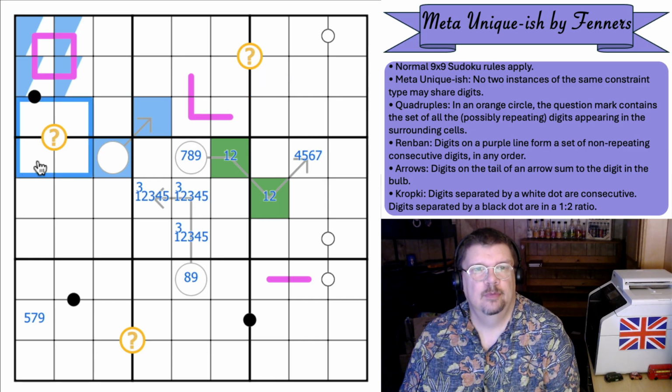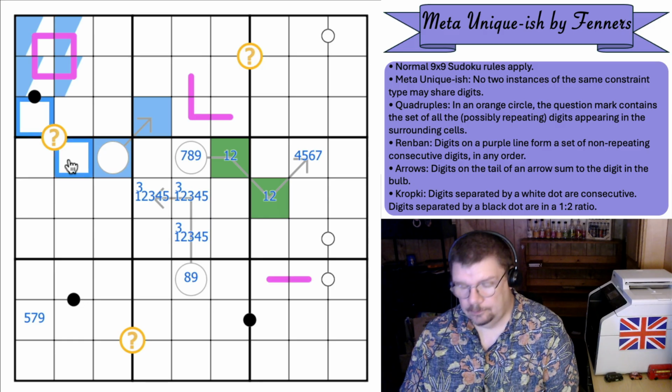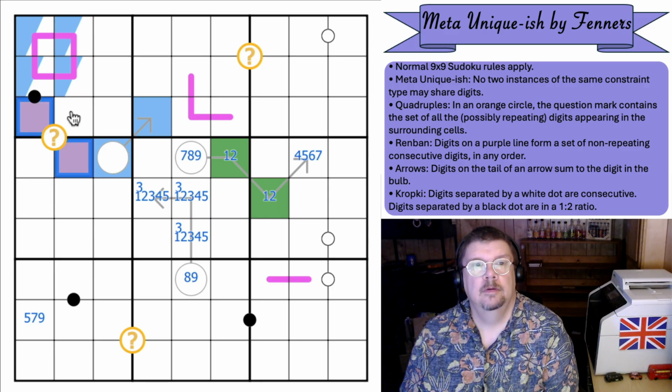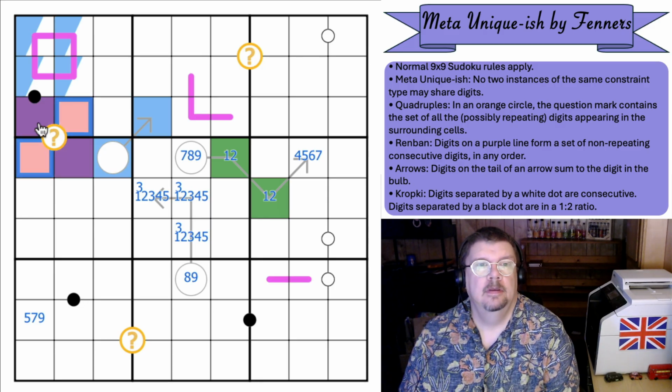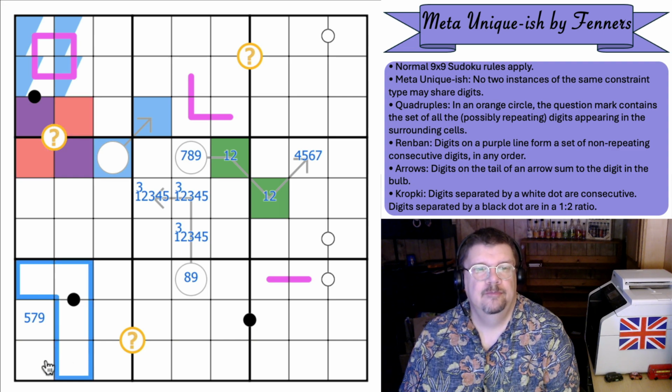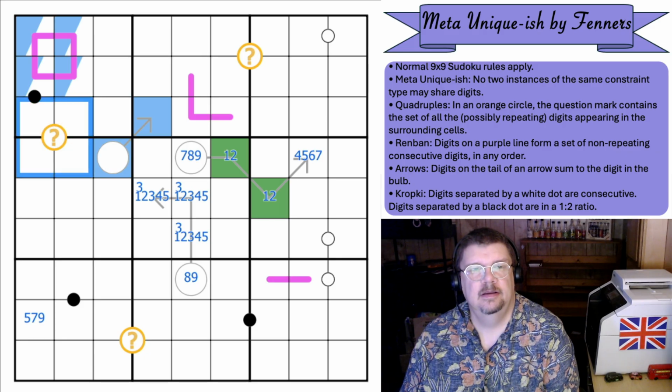All right, let's have a look at this one then. Can I do the same? If I look down here, red and purple can't go into there. They're not allowed onto the other quadruple, so they must both go there, which they can't. So that is not a double.